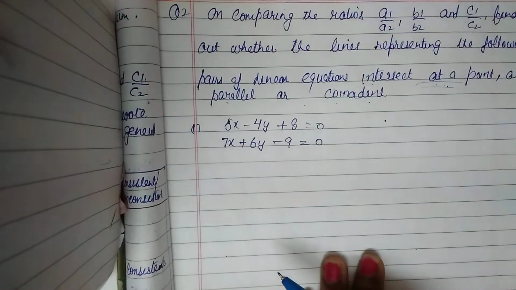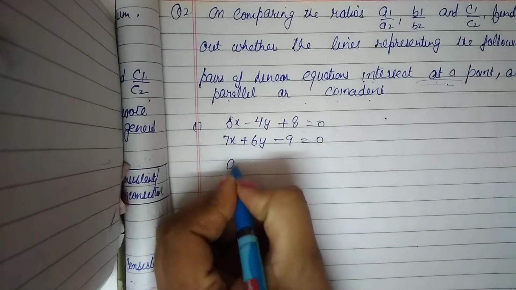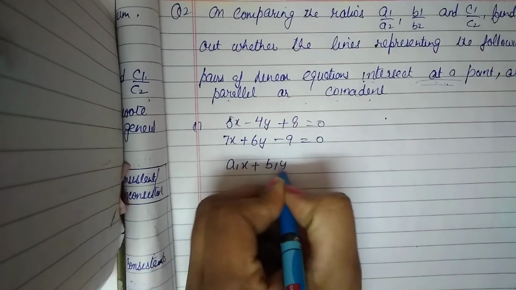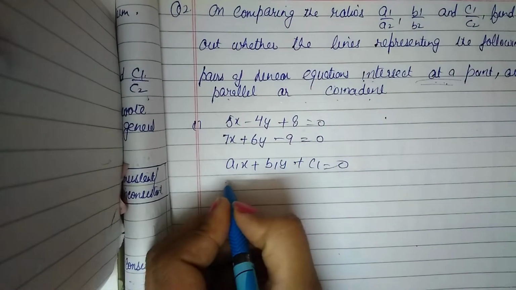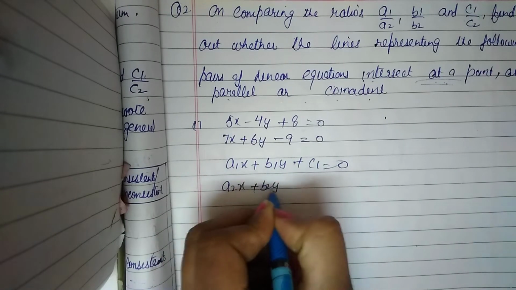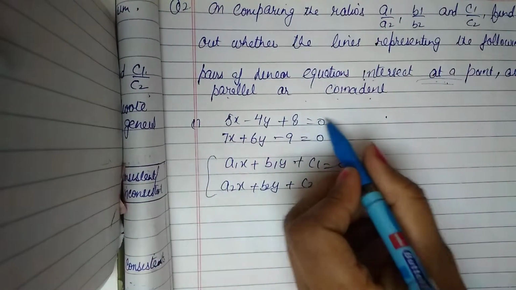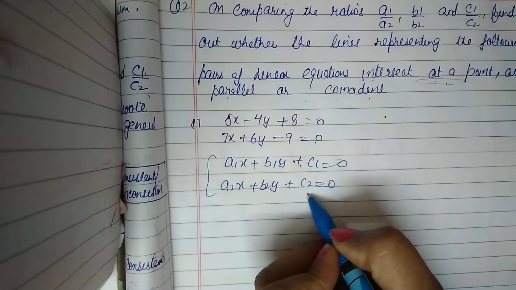Firstly, compare the values with the general form of equation a1x + b1y + c1 = 0. The second equation is a2x + b2y + c2 = 0. These equations are compared with them.